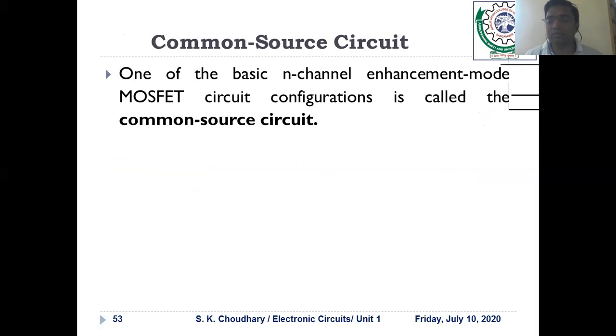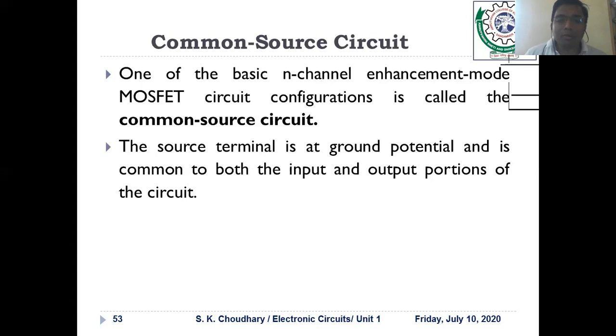Actually there are three configurations, and we are going to learn two of them in this chapter. The first one is the common source, the second one is the common gate, and the third one is the common drain, which is also called a source follower. But today we are going to learn the common source circuit. It is the most prominently used configuration of MOSFET circuits.